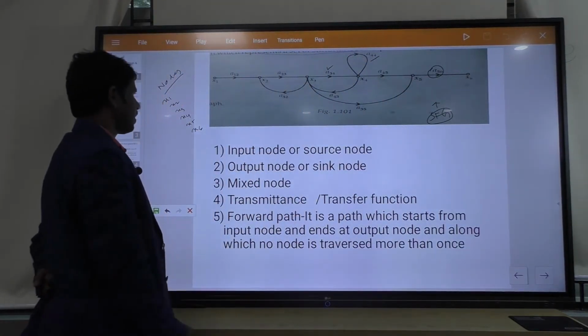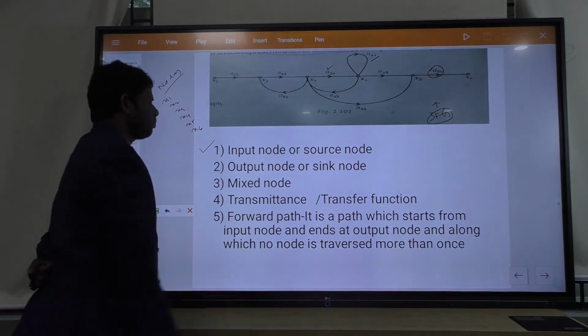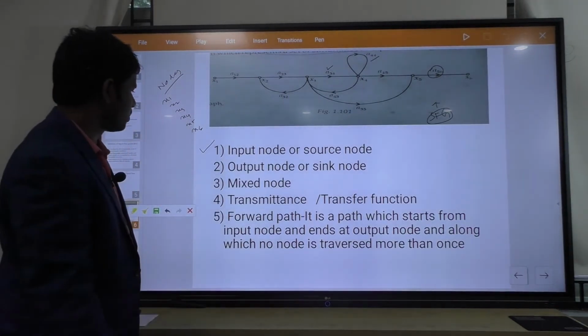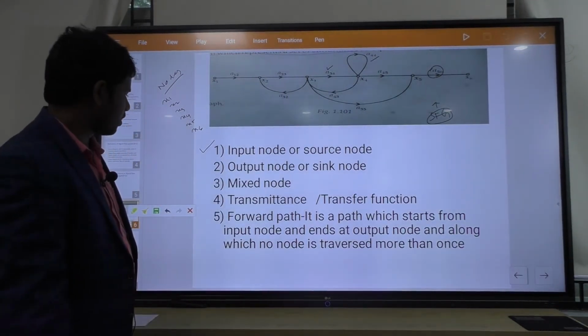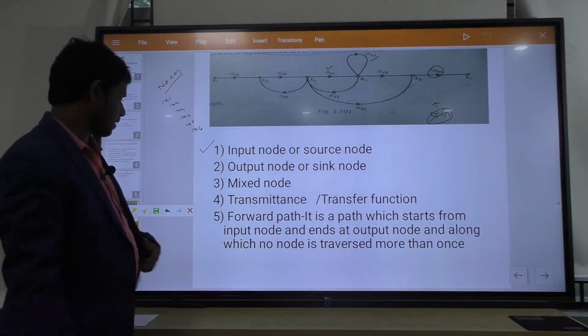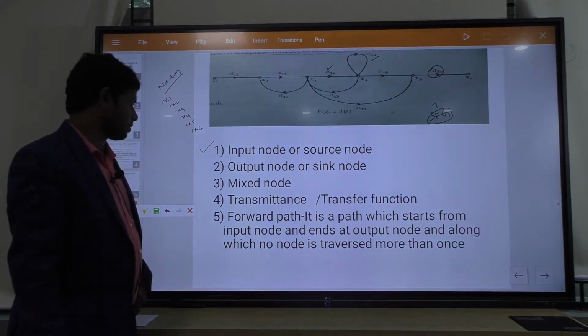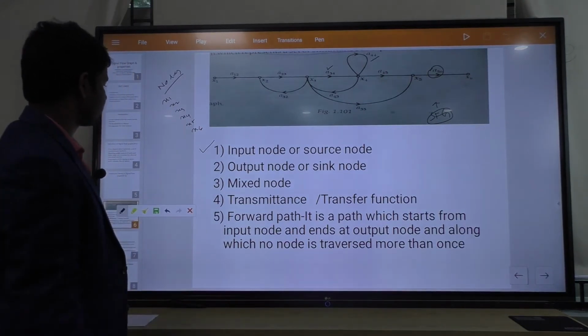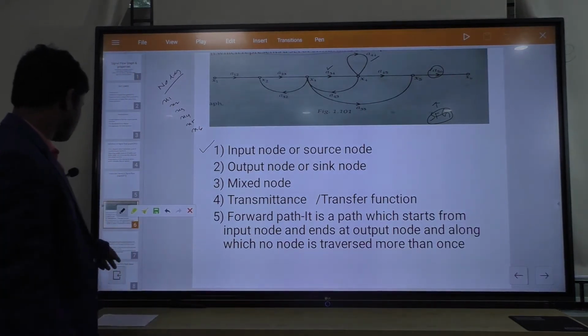So what are the terms? Number 1 is input node or source node. Number 2 is output node or sink node. Number 3 is mixed node. Number 4 is transmittance or transfer function value. Number 5 is forward path. You see, these 5 points are here. There are also another 5 points in the next slide.